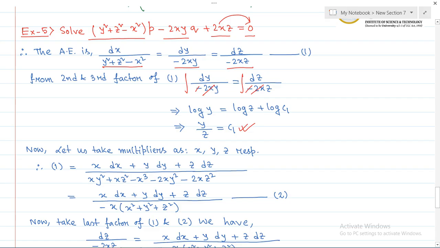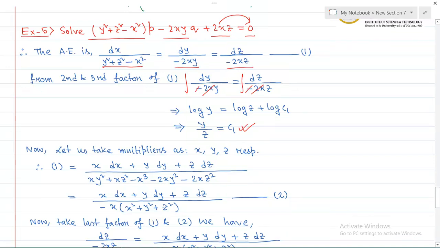Now let us come to the second set of solution. But the second set of solution we cannot bring without using the Lagrange's multiplier, because no direct integration can be done. If you take first and third or first and second, no direct integration can be performed. So what we will do, let us try to multiply with the factors x, y, z.